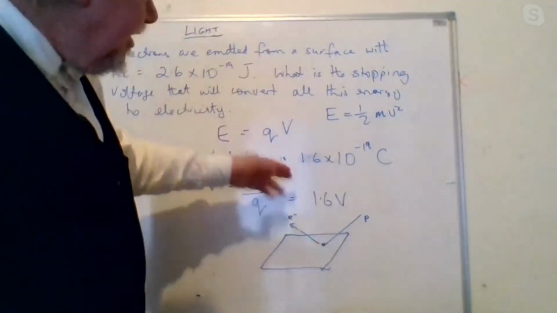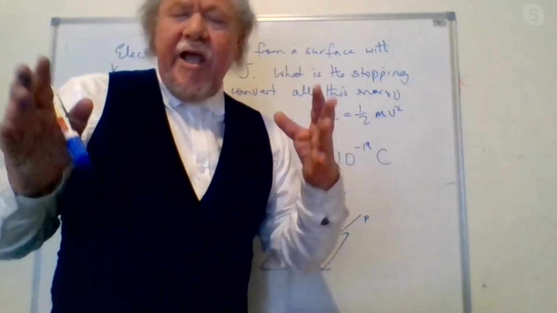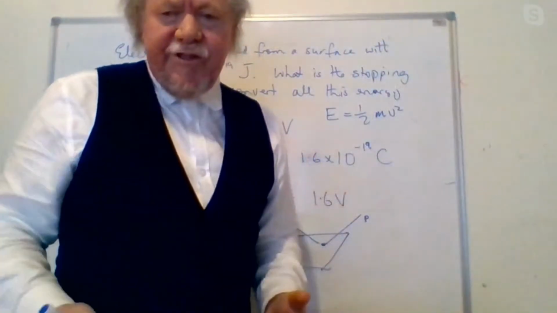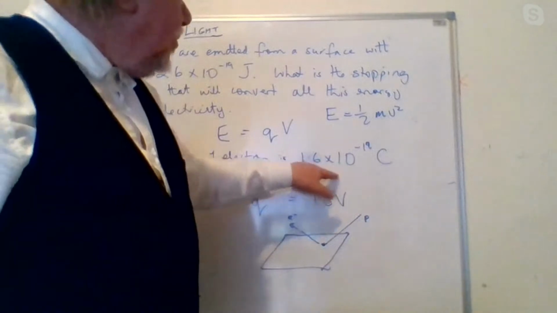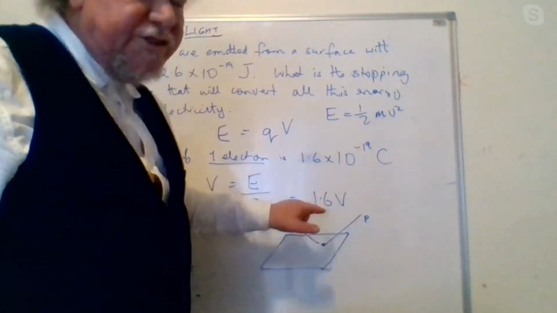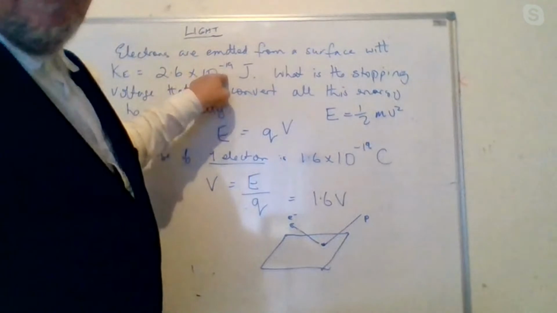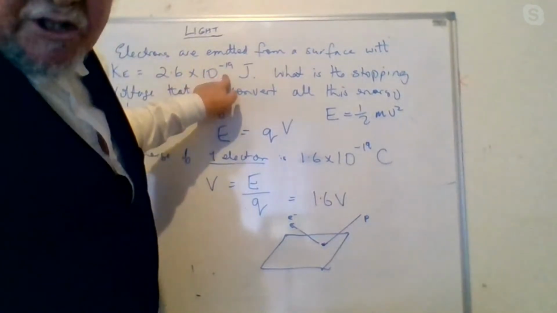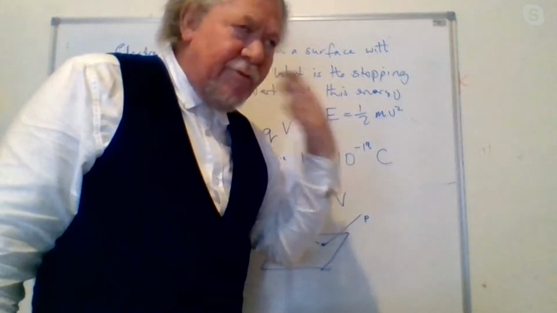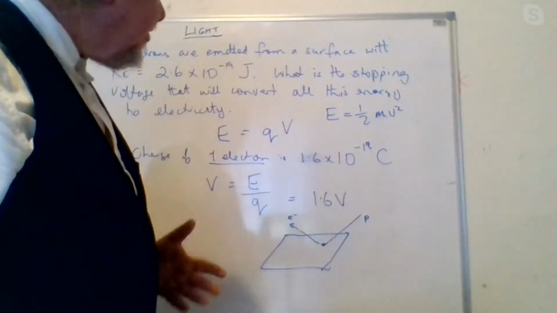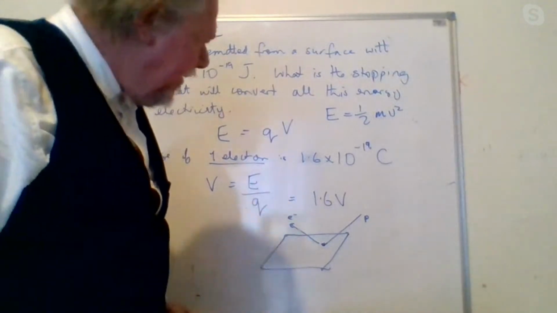So you can see if you're getting 1.6 volts from this scenario, imagine how much energy there is in the sun, for instance. What's arriving is 1.6 by 10 to the minus 19, producing 1.6 volts. Now imagine this is 2.6 by 10 to the 20. If you try to imagine that, you think, wow, that is significant.